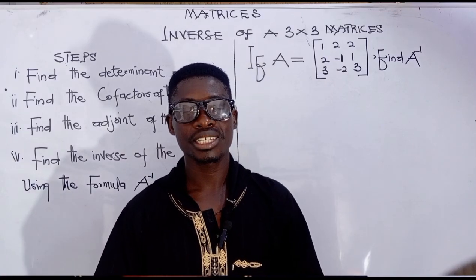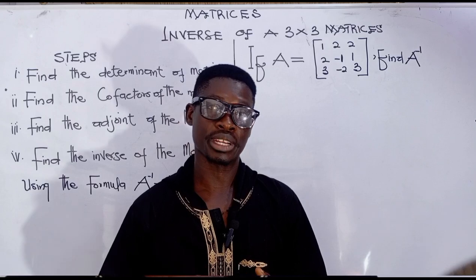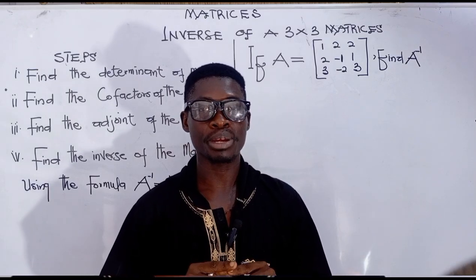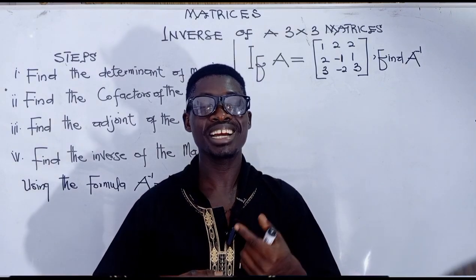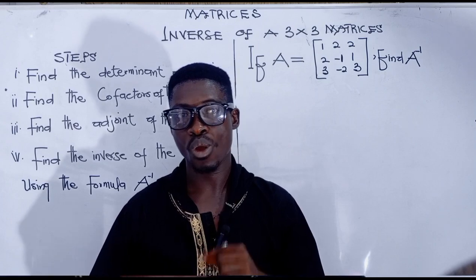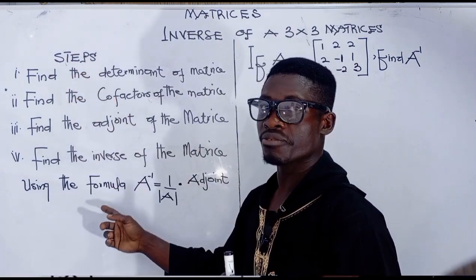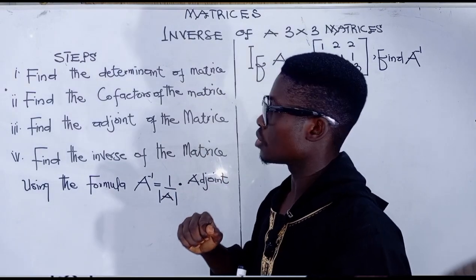In this very lesson, we shall be looking at how to find the inverse of a 3 by 3 matrix. To find the inverse of a 3 by 3 matrix, we are going to follow the same steps that are used to find the inverse of a 2 by 2 matrix. So I have written down the steps to help us find the inverse of the 3 by 3 matrix. So let's go through it.